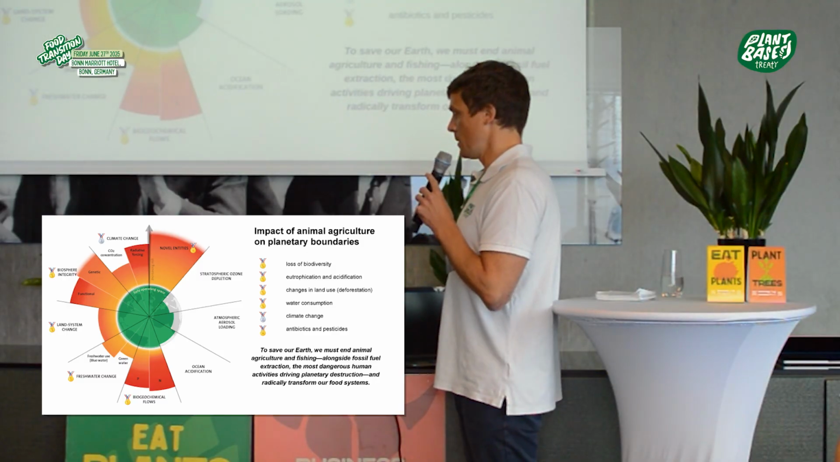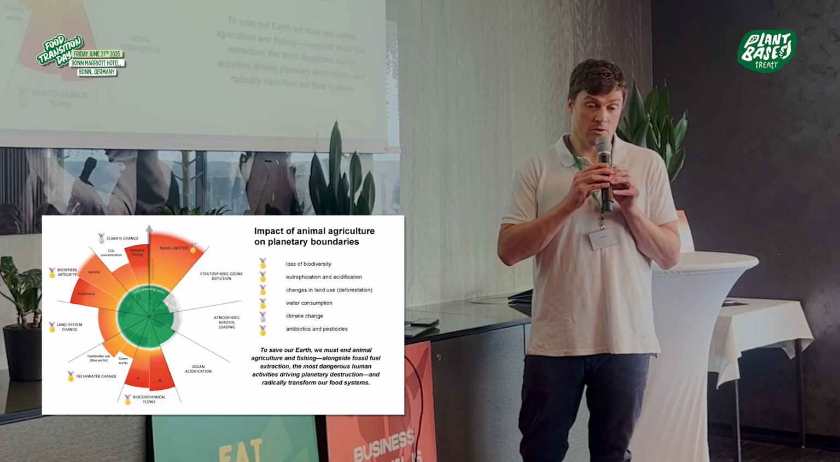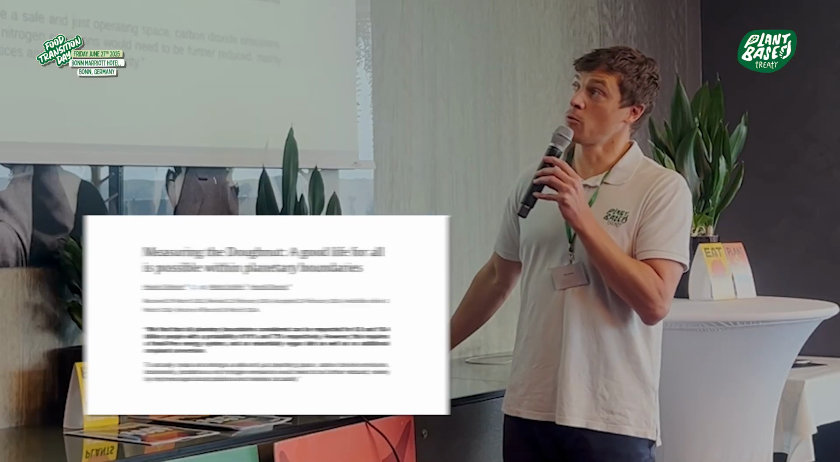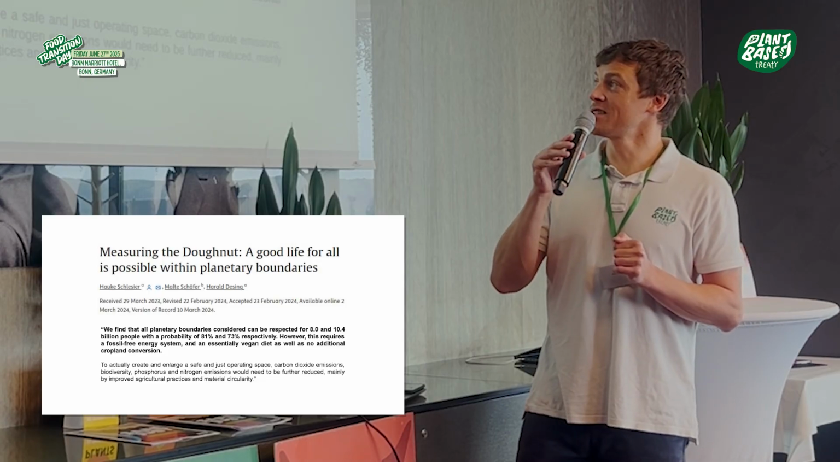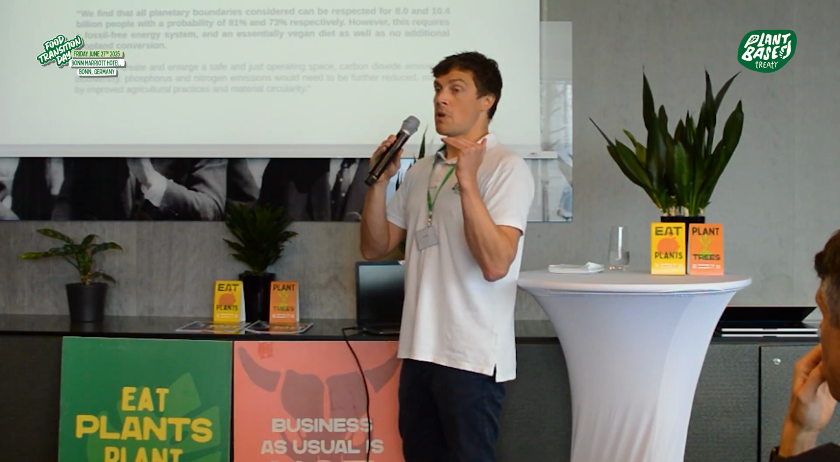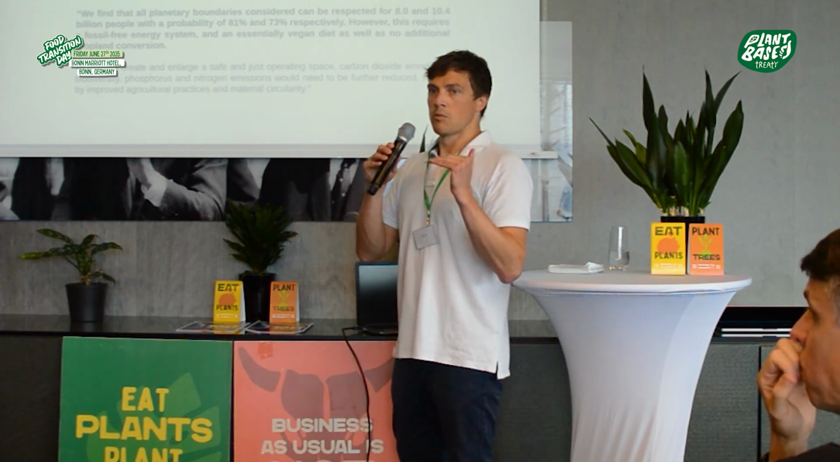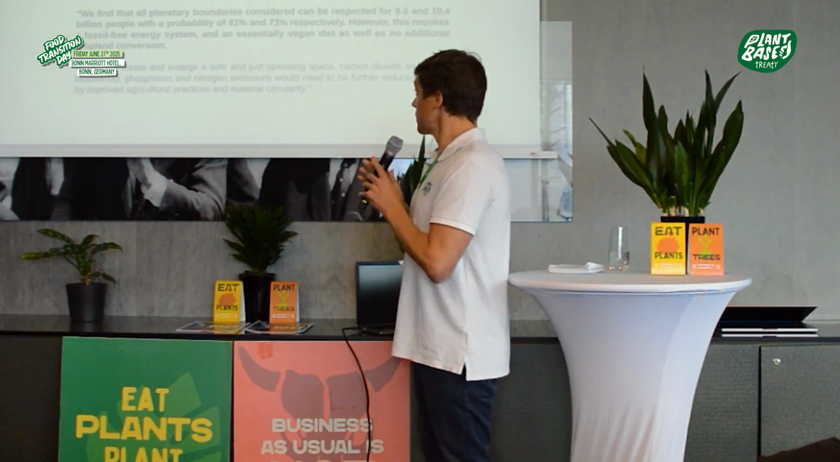Yeah, it's really that if we don't get the food system right, then the rest also really doesn't matter that much. And I want to end on a positive, hopeful note. Just last year, a study concluded that it is possible to respect all planetary boundaries with an 81% and 73% chance respectively for 8 billion and 10.4 billion people. But we need a fossil-free energy system and an essentially vegan diet. So this really shows you that these actions are on par with each other. They are not number one or number two. So we need both to survive.